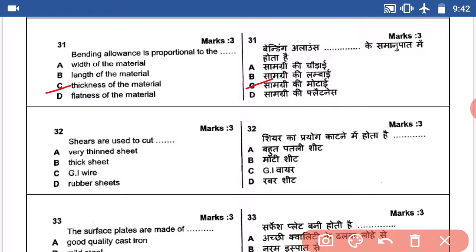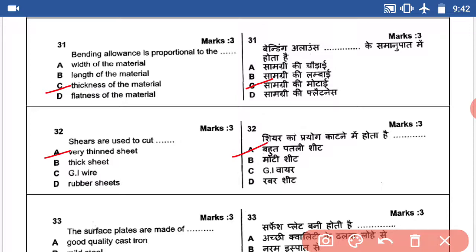Question number 32. Shears are used to cut. Shears and hand snip. Hand snip or shears. Shears are used to cut very thin sheet. This question answer very thin sheet. Thin sheet. Answer A.